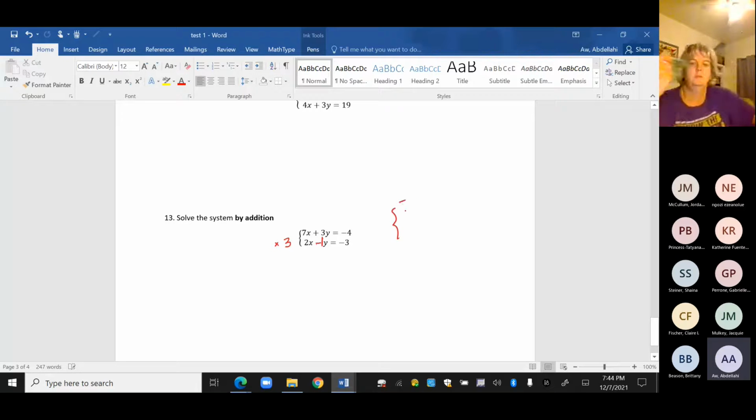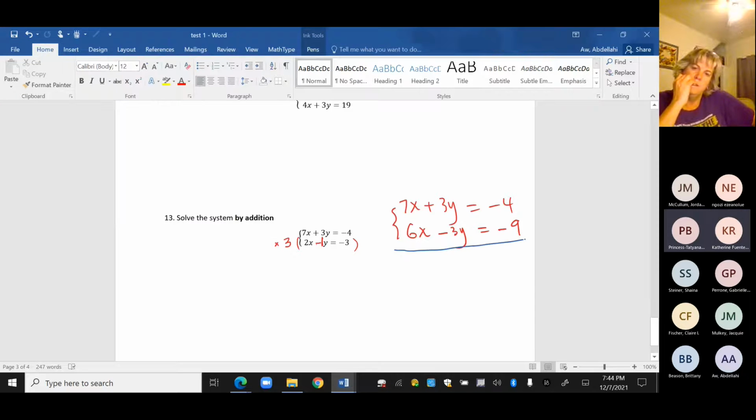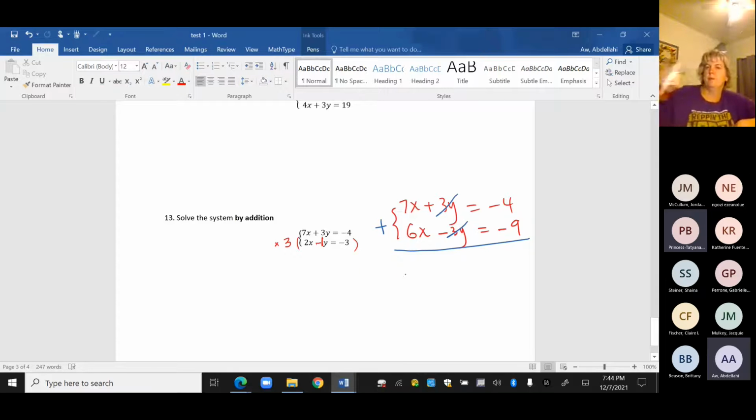It's going to be 7x plus 3y equal negative 4. This one didn't change. And this one now, when you say 3 times 2x, how much we get? 6x. And 3 times negative y, you get what? Negative 3y. And don't forget to multiply the other one by 3, it is negative 9, right? What happens now when we add them up? What will happen to the y's? They cancel out, right? And give you the 13x is equal how much? Negative 13. Divide by 13, we get x equal negative 1.